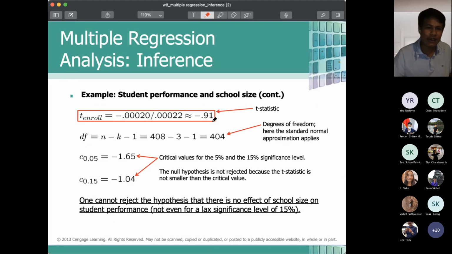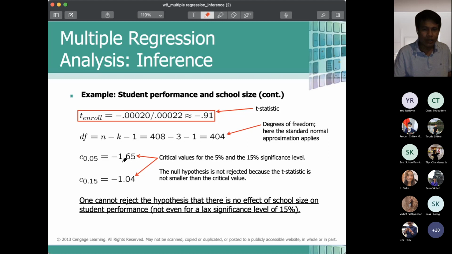And now we obtain a t score of about minus 0.81. What is the degrees of freedom? Degrees of freedom is n minus k minus 1, 408 minus 3 minus 1. We obtain degrees of freedom at 404. So with degrees of freedom 404 and a significance level of 5%, we obtain around 1.65. You have to look at the t distribution table. And based on the rule, the negative c is minus 1.65.